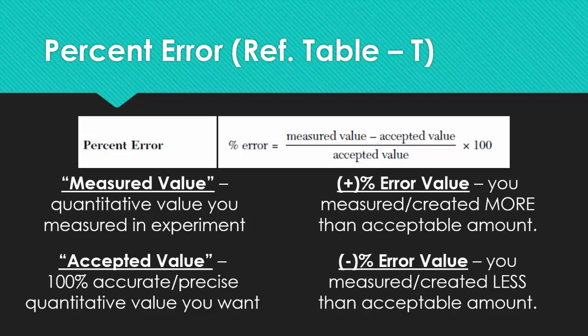Now, when you calculate percent error and you get a positive value, that means you measured or created more than was accepted. If you get a negative percent value, you measured or created less than what was accepted.